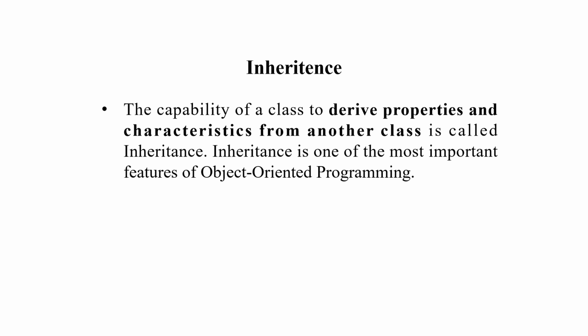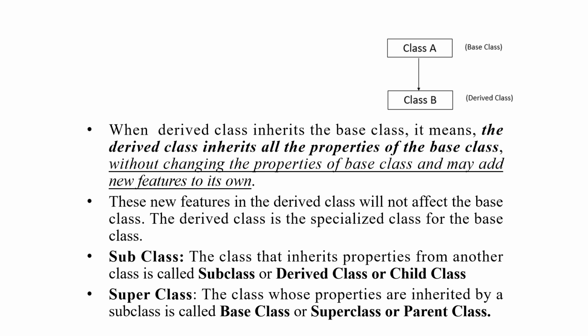Imagine a scenario where you have a base class called vehicle, which defines common attributes and methods shared by all vehicles such as speed and accelerate. Now you want to create more specific types of vehicles like car and motorcycle. Instead of rewriting the common attributes and methods for each specific type, you can utilize inheritance. So here the derived class inherits all the properties of the base class without changing the properties of the base class and may add new features to its own class.